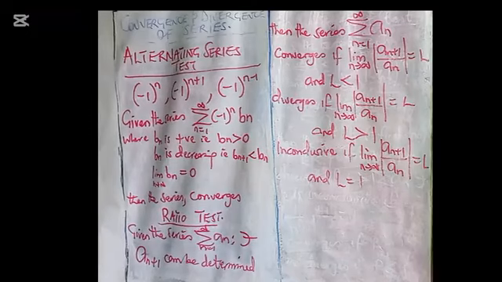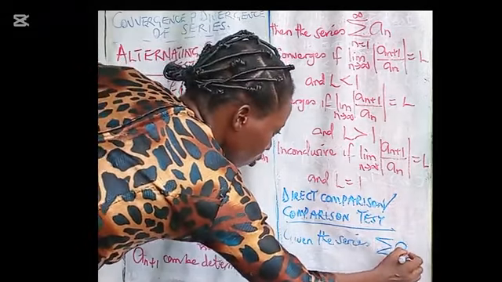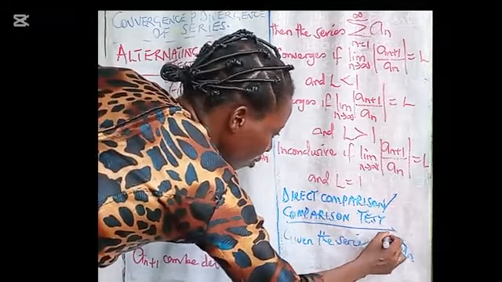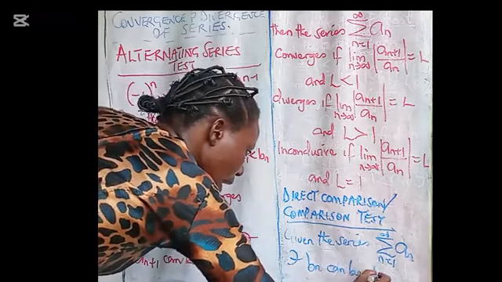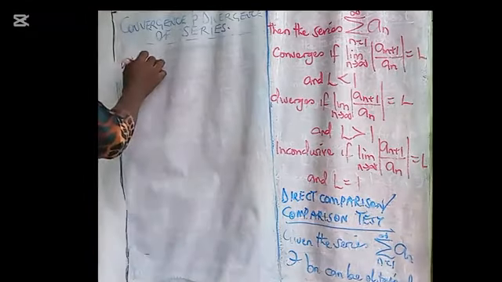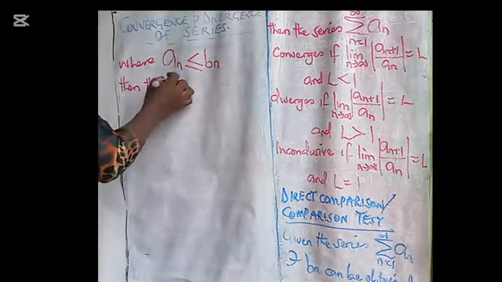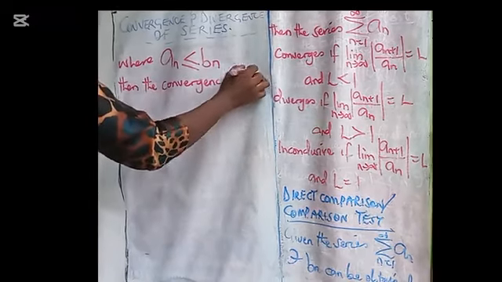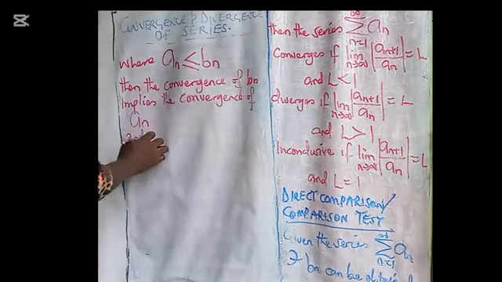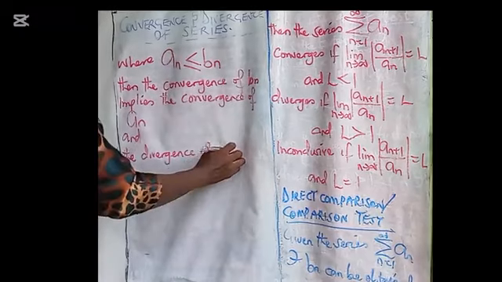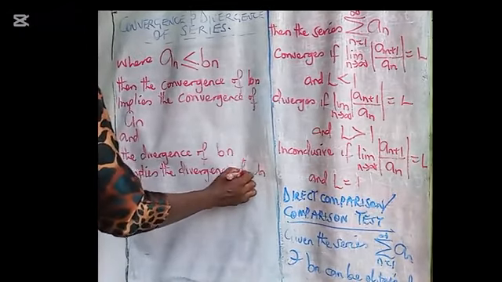convergence. We also have the direct comparison or the comparison test. Given the series summation of a sub n as n moves from 1 to infinity, such that b sub n can be obtained where a sub n will be less than or equal to b sub n, then the convergence of b sub n implies the convergence of a sub n, and the divergence of b sub n implies the divergence of a sub n.